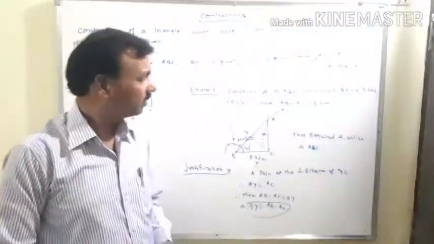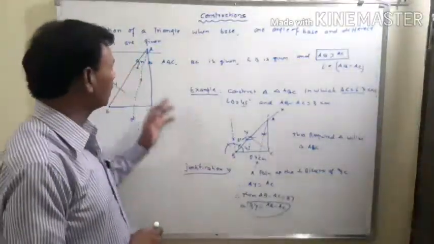Now in the next video, we will take another case when AB is less than AC.